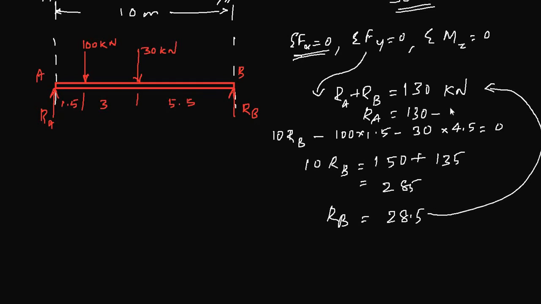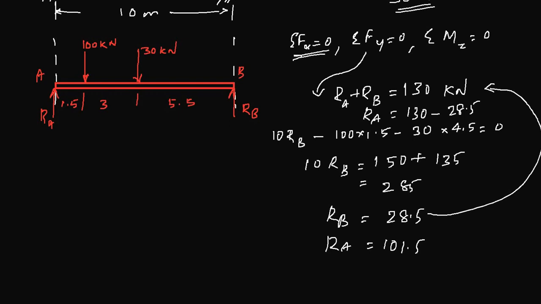Now you substitute the value of RB back in here, and that will give you RA is equal to 130 minus 28.5, that is equal to 101.5. So you have RA is equal to 101.5.